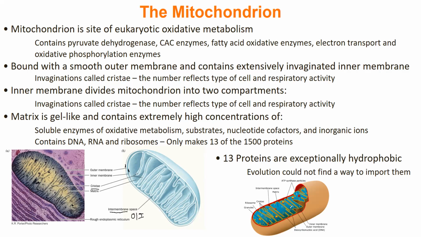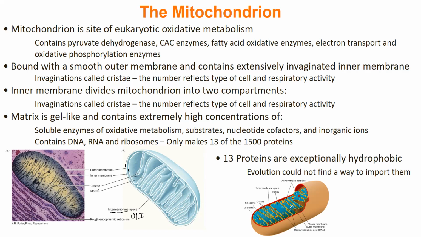Again, one of the reasons why we think ancient eukaryotic cells just ate a mitochondria and just lived with it is because we have linear DNA, and the mitochondria has circular DNA. Mitochondria has its own RNA, of course, and ribosomes. But what is interesting is that the mitochondria is so dependent on the host cell that out of the 1,500 proteins that it needs to survive, it only makes 13.